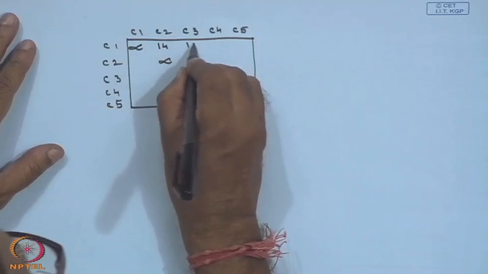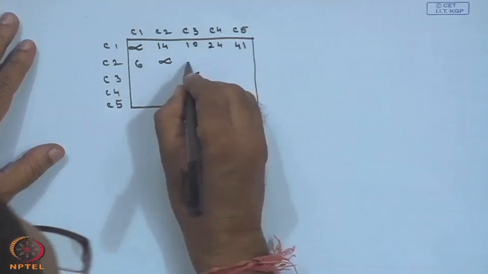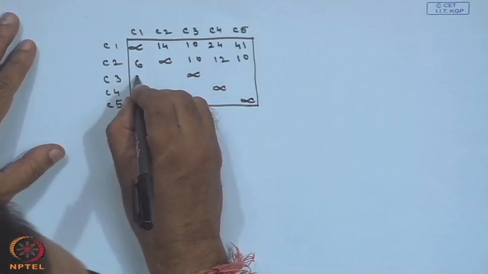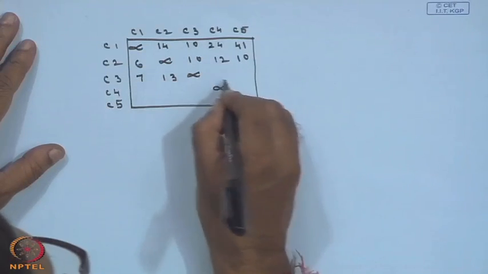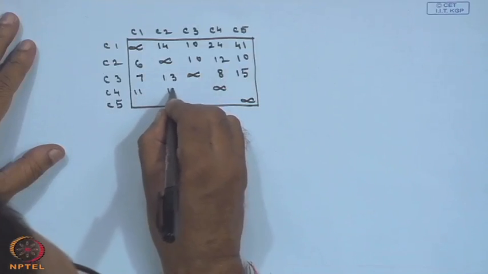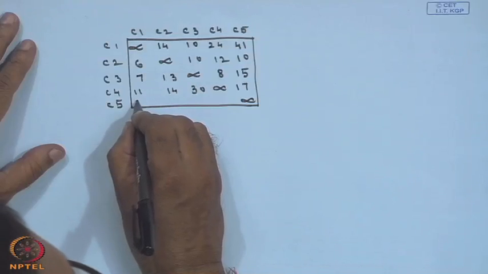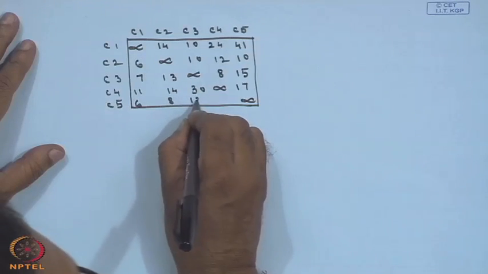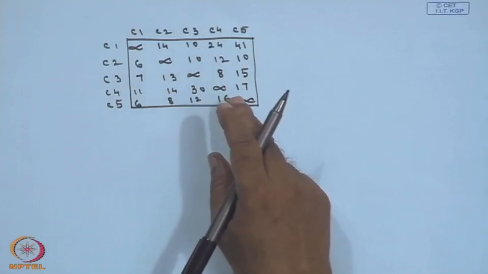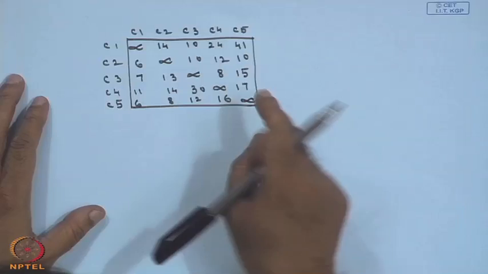So it is 14, 10, 24, 41. The next one, I am just copying it: 6, 10, 12 and 10. The next one will be 7, 13, infinity, then 8, 15, 11, 14, 30, infinity and 17. The last one will be 6, 8, 12, 16, infinity. So this is the assignment problem which we got by making Cij as infinity for C11, C22 and so on.